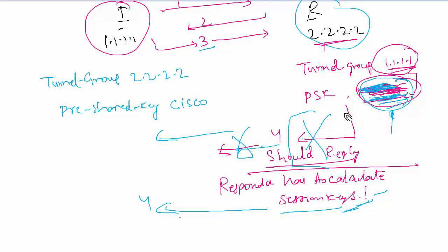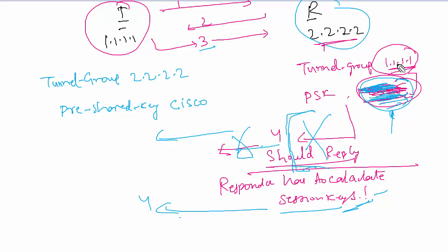But that's why it is stopping the fourth message right here, that I will not send the fourth message, though it has enough information to send the fourth message. But it knows that if I send the fourth message, I do not have enough information to proceed further in calculation of session keys. So if the pre-shared key is not configured, the fourth message will not be sent.